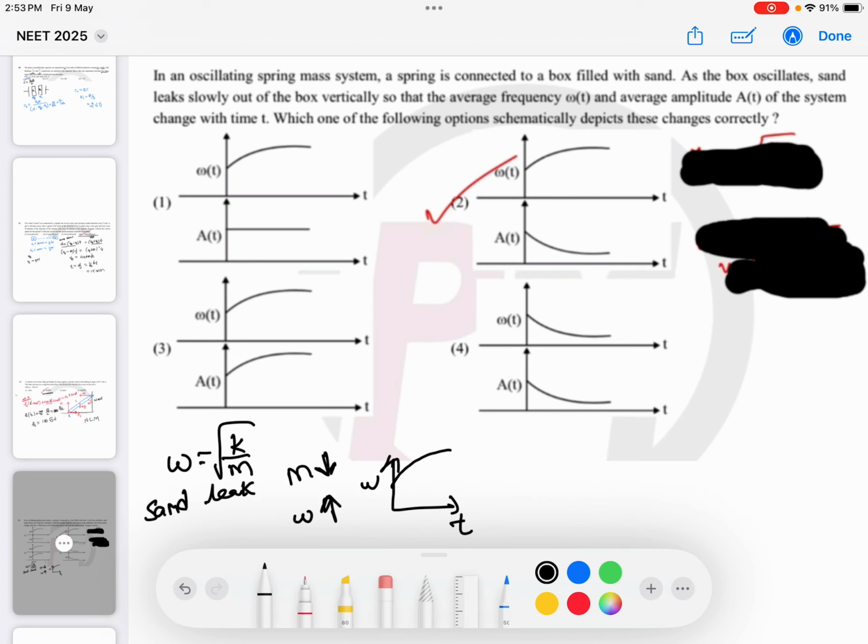One more question is asking about amplitude. The energy of a simple harmonic oscillator can be written as 1 by 2 m omega square A square, that is 1 by 2 m A square. As mass leaks out, energy decreases, so amplitude also decreases. That is time versus amplitude. So option number 2 is the correct answer.